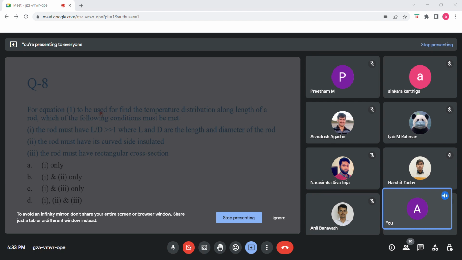The rod must have L by D much greater than 1, where L and D are the length and diameter of the rod. Option 2: the rod must have its curved side insulated. Option 3: the rod must have a rectangular cross section.